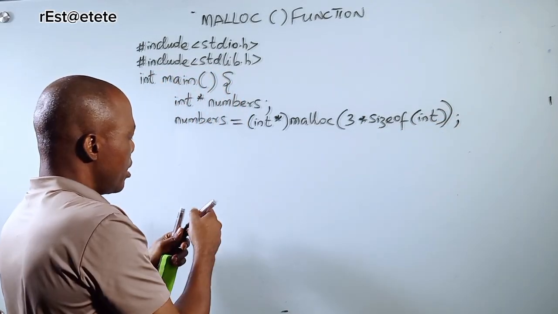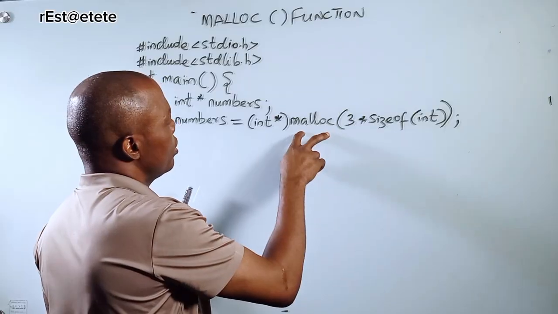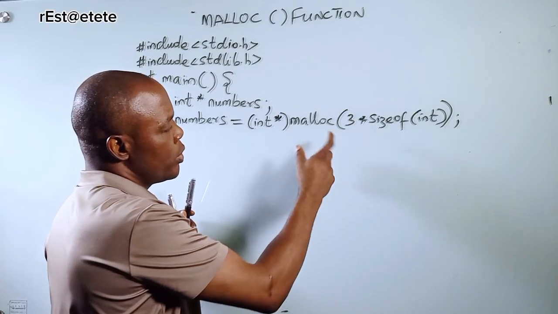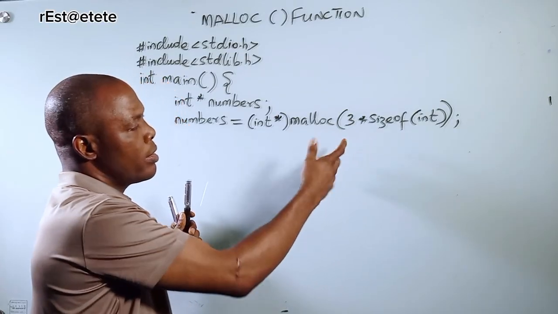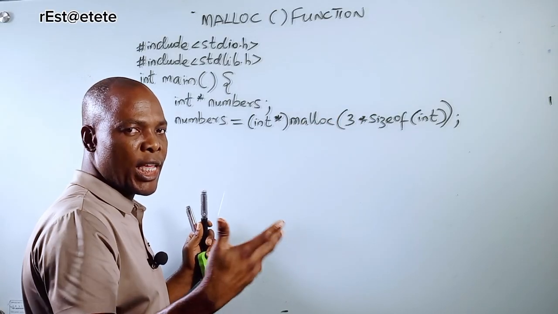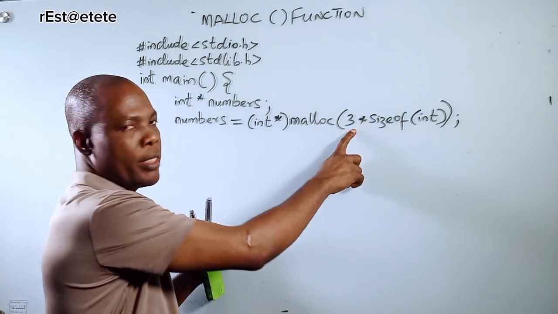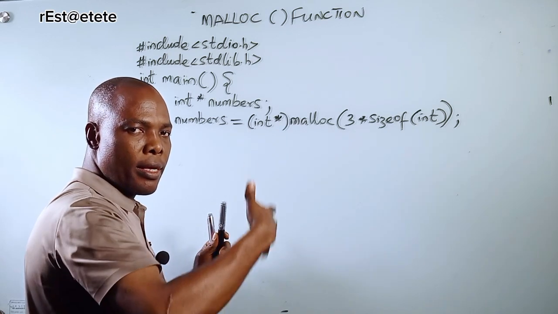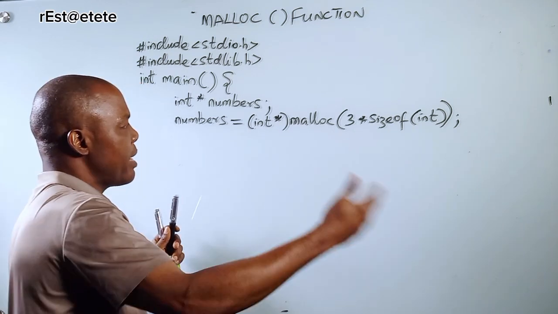So this is me calling my malloc function to go to the operating system to request for what? For memory size for 3 integers. And an integer is 4 bytes. So 4 times 3, that will be what? 12 bytes allocated side by side.